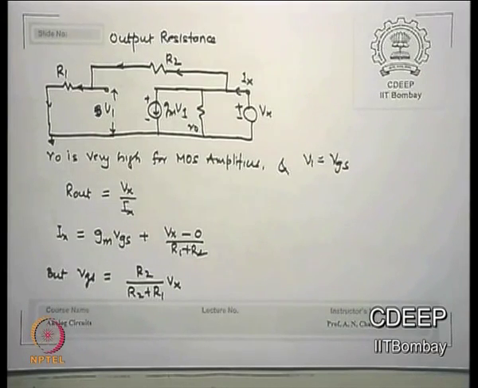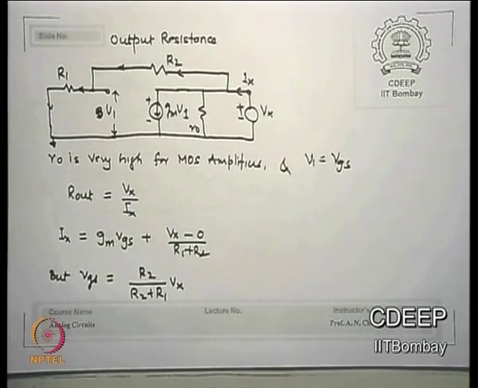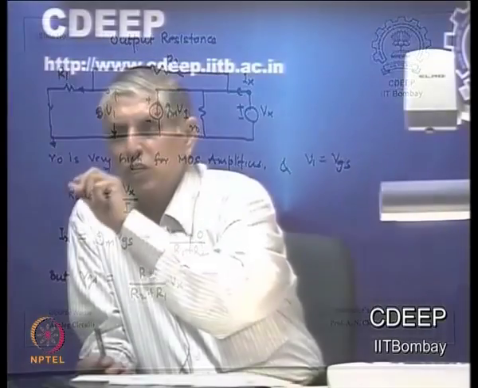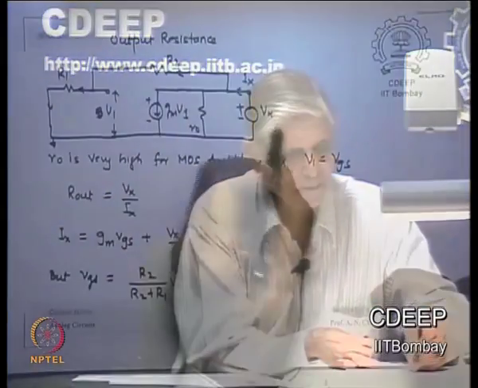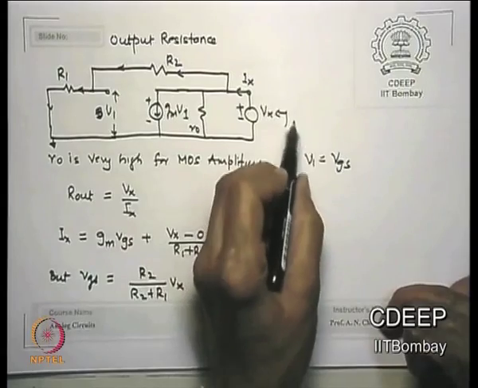What did I say, how much should the output resistance be? It should be very small, you were saying, right? So let's see now what comes. How do I calculate the output resistance of a network? Short the input. At the output apply a voltage source, and the current starting from there, Vx by Ix, is the output resistance.